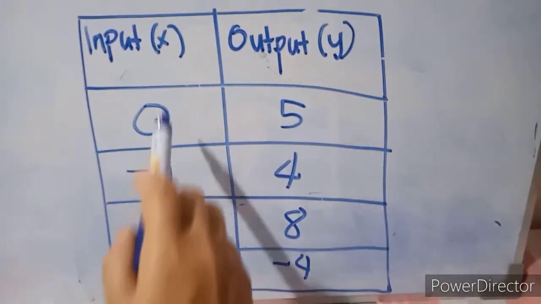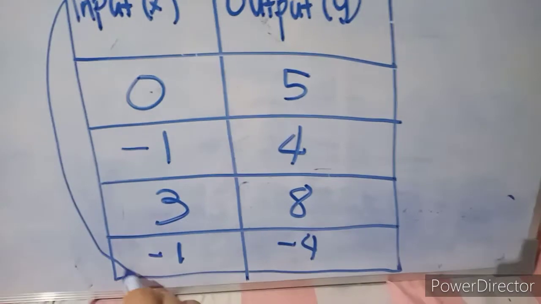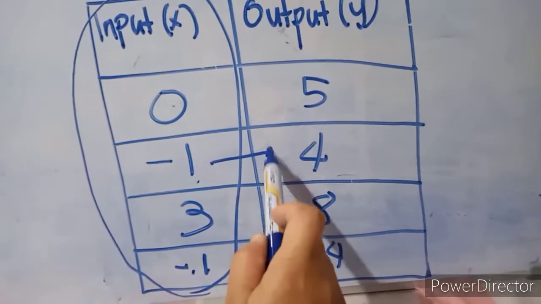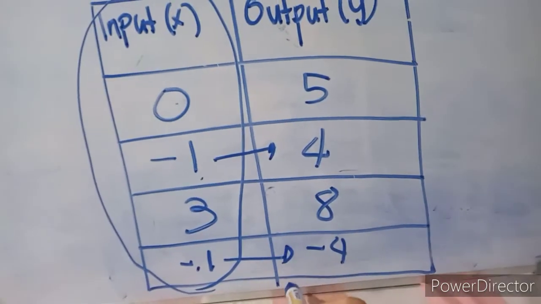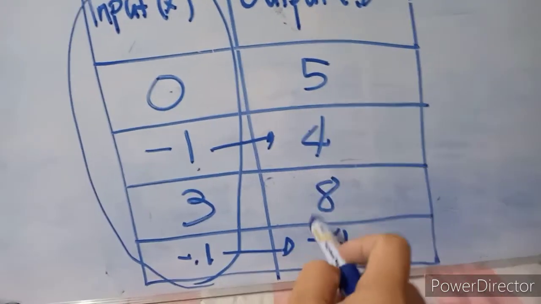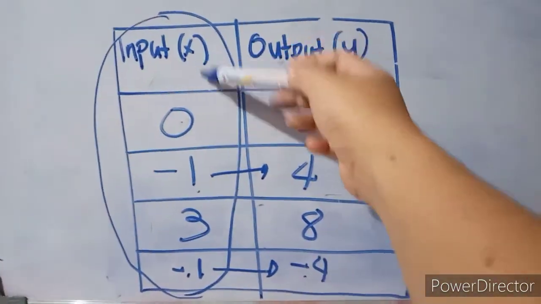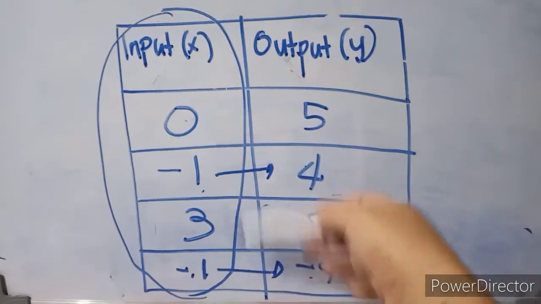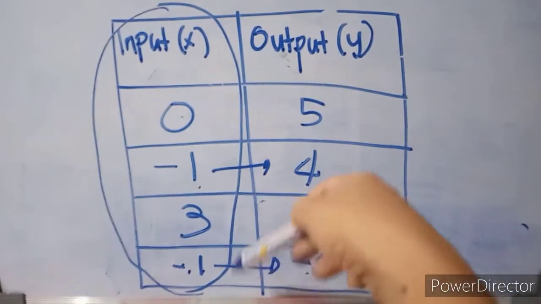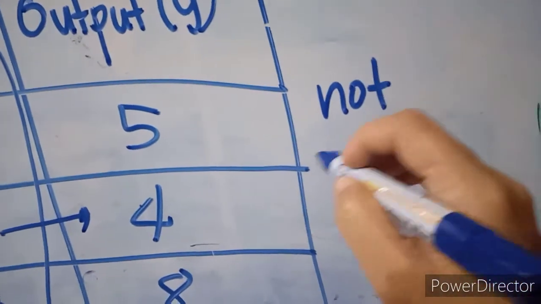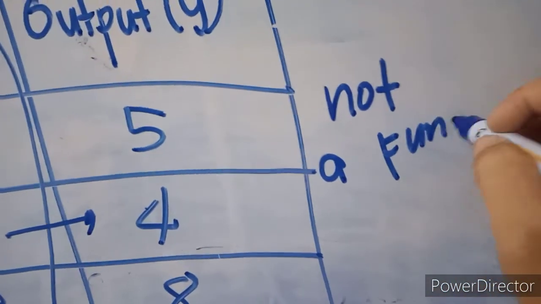So, same pa rin, yung x values lang or the input ang titingnan. -1 to 4, -1 to -4. So, dalawa yung pair ng -1 dyan sa y natin. Ayan, x lang talaga titingnan natin. Always look at the x values. Pag na-repeat yung numero, that is not a function. Not a function. Okay?